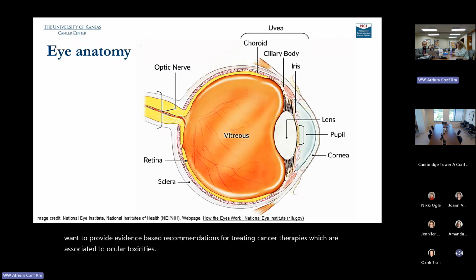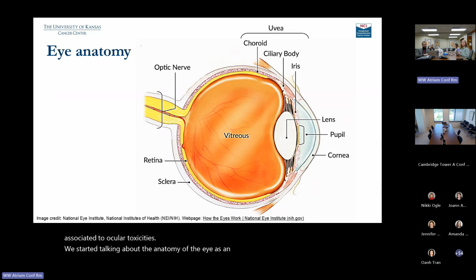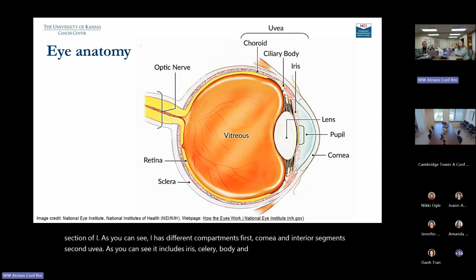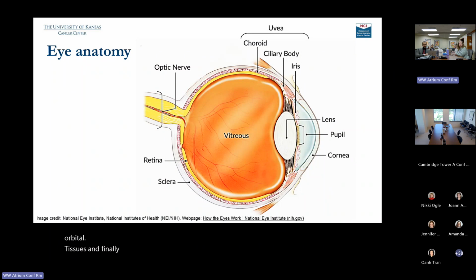We start by talking about the anatomy of the eye as an introduction, with a picture of a cross-section of the eye. As you can see, the eye has different compartments. First, cornea and anterior segments. Second, uvea. As you can see, it includes iris, ciliary body, and choroid. Third, periocular and orbital tissues. And finally, retina, and as you can see, optic nerve as well, and we will talk about each of these compartments soon.